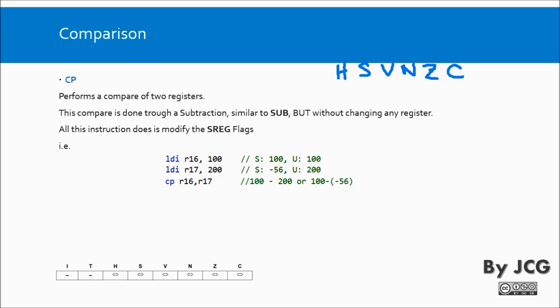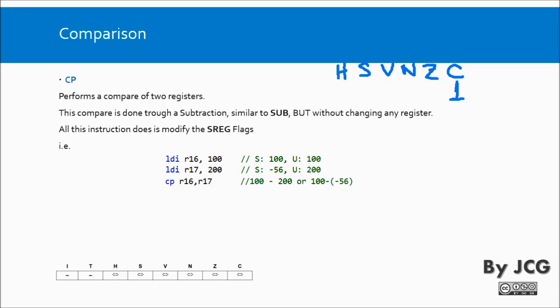First, let's start with the easiest one, which is the carry. The carry is always going to be 1 if the second operand, which in this case is register 17, is greater than register 16. You're going to consider that you're performing 100 minus 200. So in this particular case, since register 17 is greater than register 16, the carry is going to be 1.